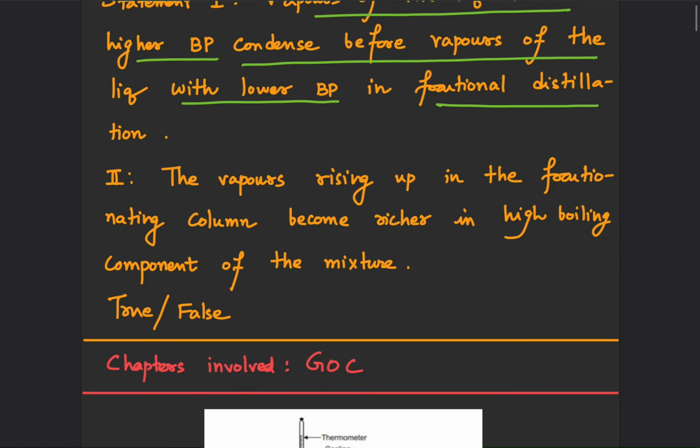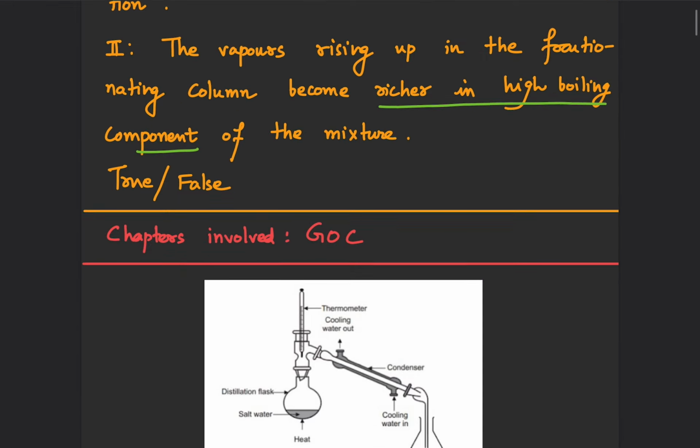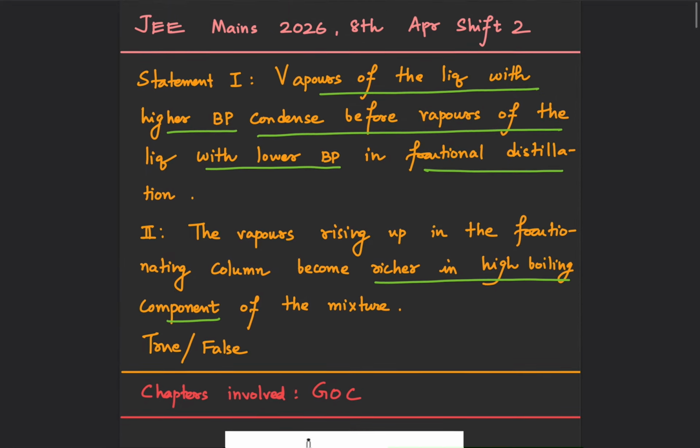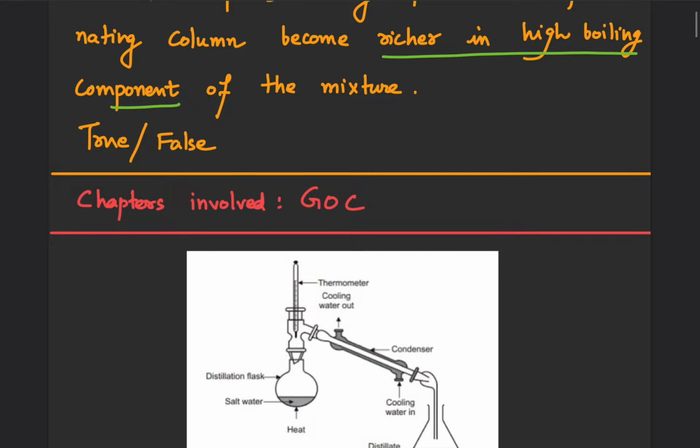Cool. Statement 2: Vapors rising up in the fractionating column become richer in higher boiling component of the mixture. Okay. So basically, this question talks about fractional distillation, and there are two statements given to us. We have to decide which one is true, which one is false. The chapter involved is GOC.